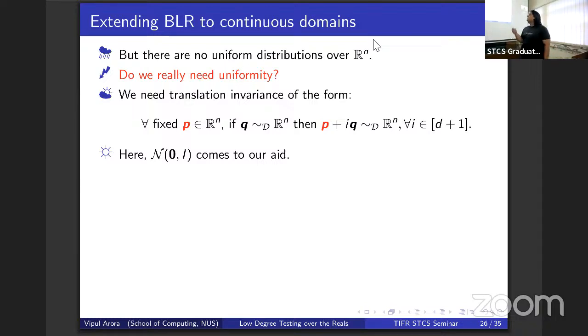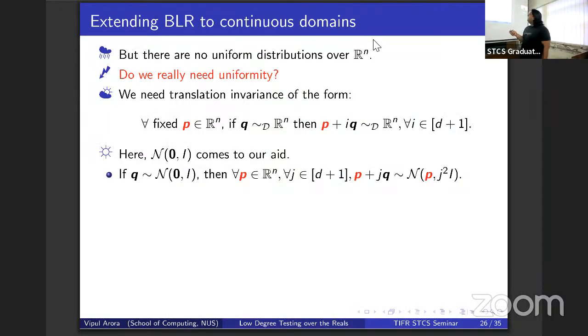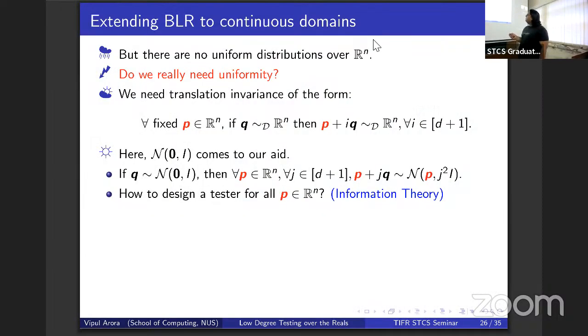And this is where the Gaussian distribution comes to our aid. Because if Q is sampled according to N(0, I), then for all fixed points P in R^n, for all choices of j in [d+1], P plus jQ is distributed according to N(P, j²I). It's not exactly N(0, I), but we can deal with this much. So with this, the question is, how do I design a tester that works for all points P in R^n?